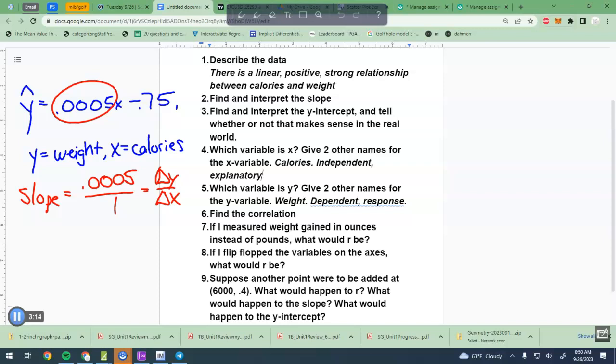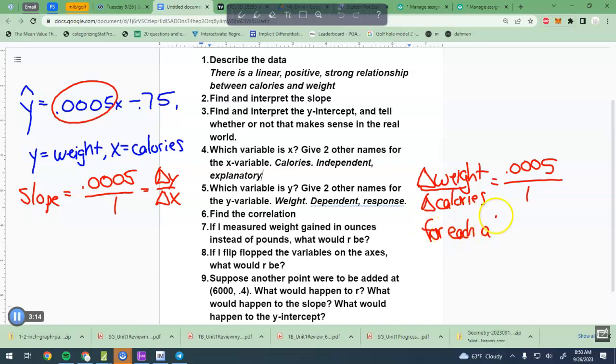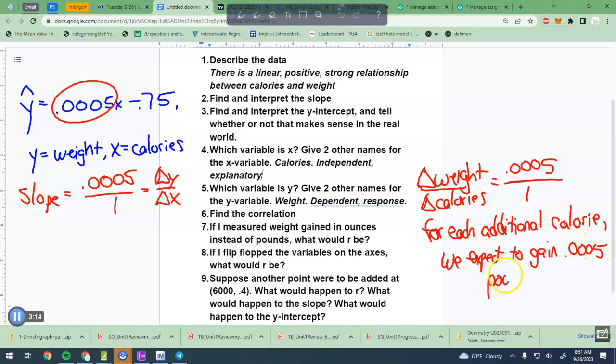In this problem, what is y? It's the change in weight divided by the change in calories. And that is 0.005 over 1. My job is to describe this. So what I would say is, for each additional calorie, we expect to gain 0.005 pounds. We expect it; we can't say we will. We expect to gain 0.005 pounds. Or we predict, or on average we will.